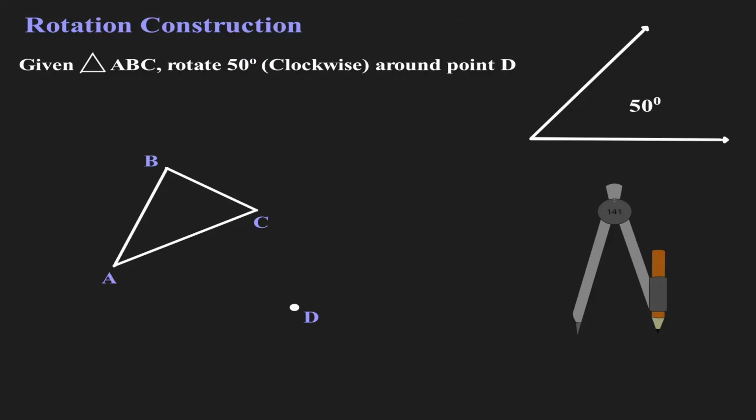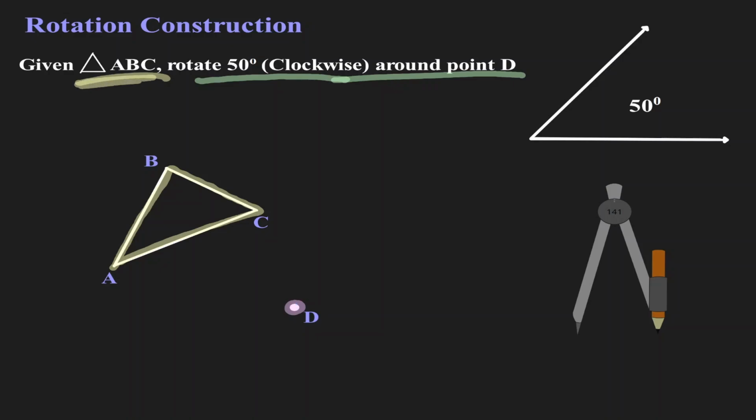Welcome. Today, we're going to talk about the construction for a rotation. Let's start by understanding the task. Here we're given a triangle ABC. And what we want to do with this triangle is rotate it 50 degrees in a clockwise direction around point D. So we can think of D as being my center of rotation.